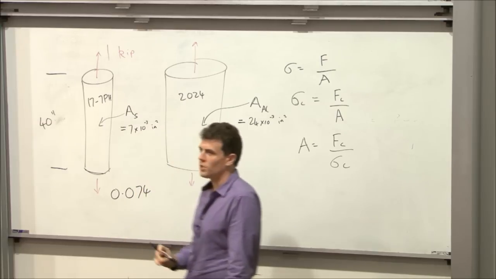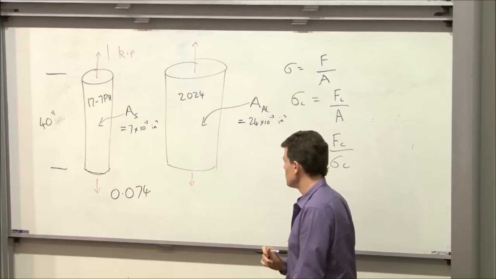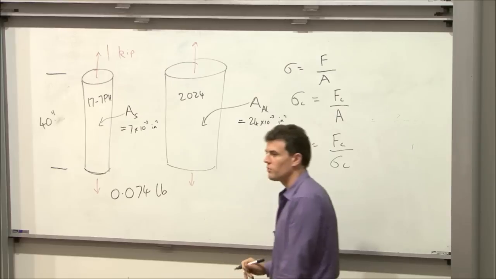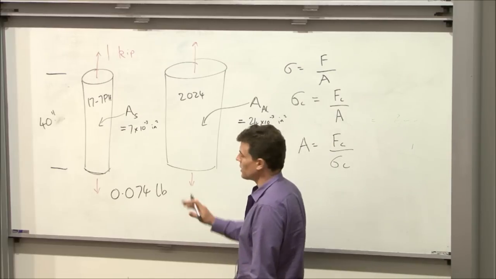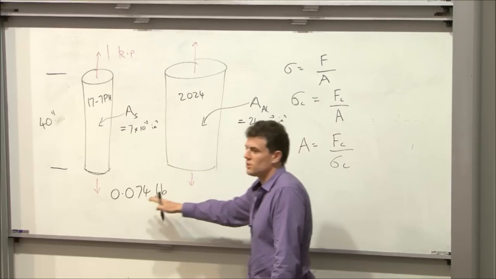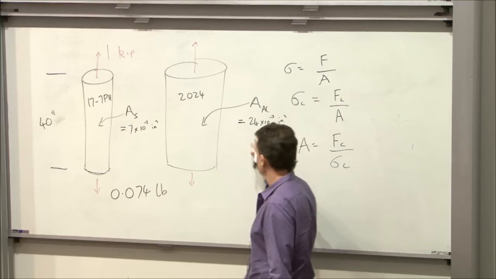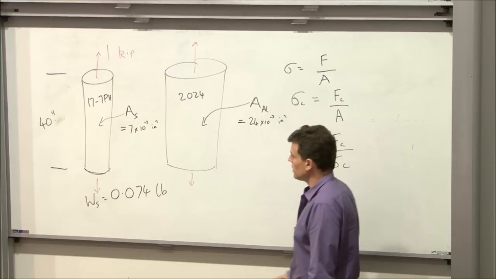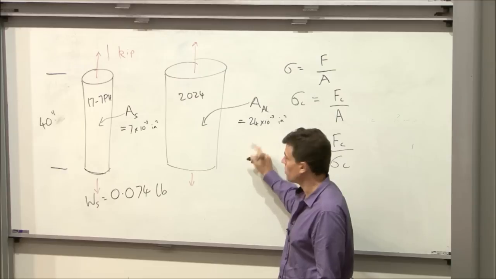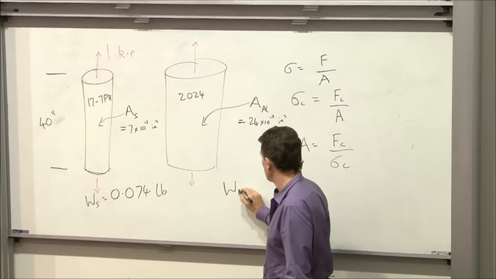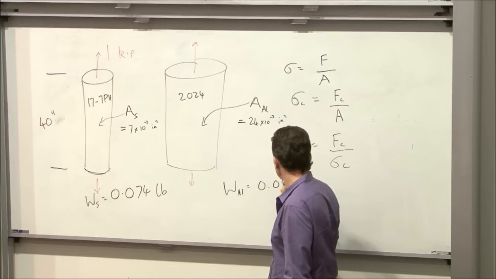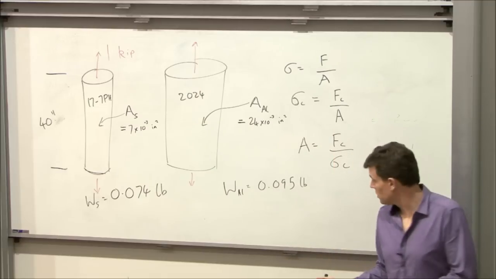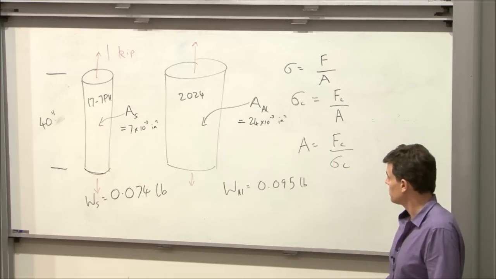0.074. Okay. I'll talk about significant figures later on, but I'm a bit of a stickler for putting too many significant figures on things. It's very easy to turn something that actually means something into gibberish by putting too many decimal places after it. So the weight of this one is 0.074 pounds. And what was the weight of the aluminium? 0.095. Okay, so the steel is lighter.